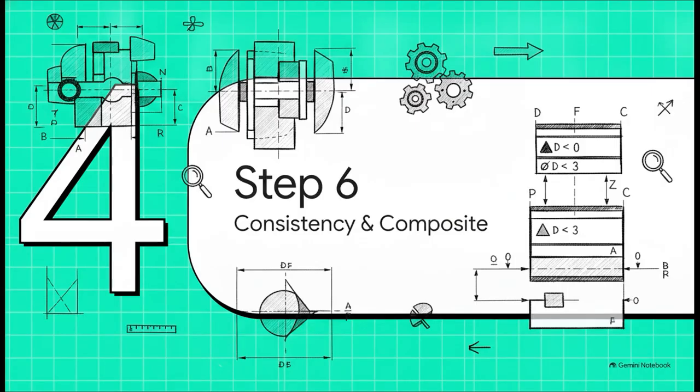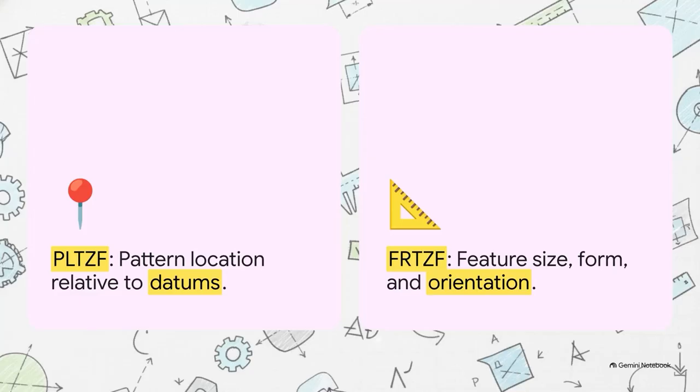Finally, step 6, ensuring internal consistency and tackling composite tolerancing. For our final check, we must carefully break down this highly complex composite feature control frame. We're looking at 2 distinct but heavily interrelated requirements inside a single rectangular box. The upper segment is the PLTZF, the Pattern Locating Tolerance Zone Framework. It has the larger tolerance and controls the location of the pattern as a whole group relative to the datums. The lower segment is the FRTZF, the Feature Relating Tolerance Zone Framework. This one is a much tighter tolerance that controls the size, form, and orientation of the features relative to each other.